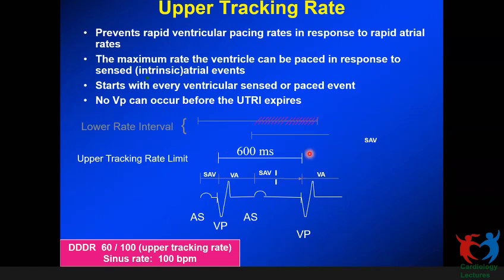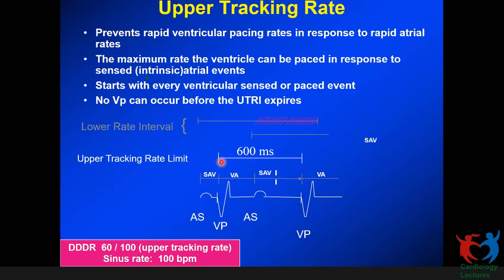In this case, we programmed an upper tracking rate of 100 beats per minute, which means we don't want to pace the ventricle at a rate faster than 100 beats per minute in response to atrial sensing. So it starts that interval on ventricular pacing, and that clock runs in the ventricular channel. Look here, it is the A sense. Now this rate is faster than 100 beats per minute. It, of course, is sensed. It starts an AV interval. At the end of the AV interval, it is expected to deliver a V pace here.